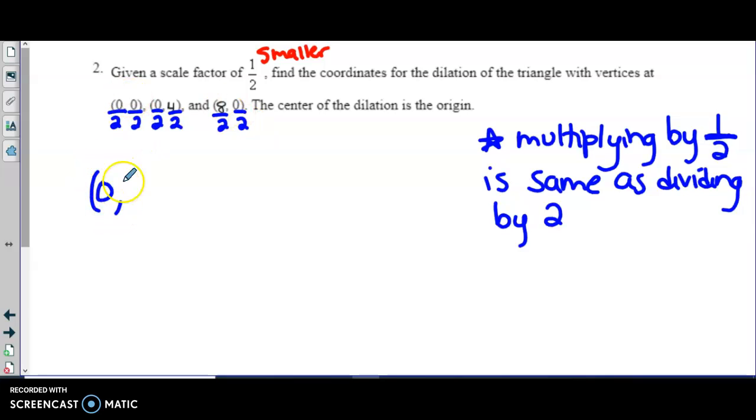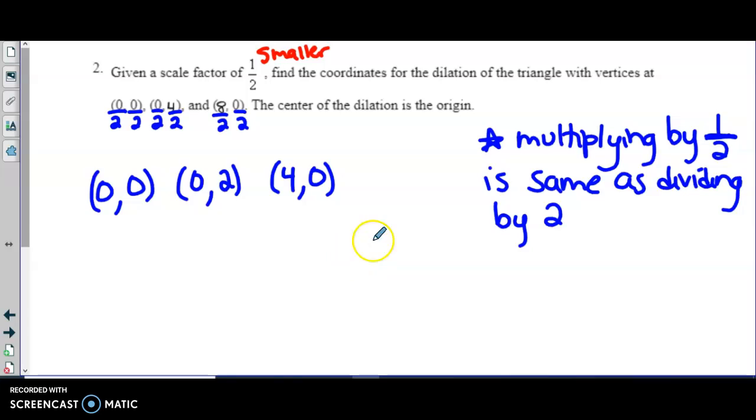0 divided by 2 is still 0. 0 divided by 2 is still 0. 4 divided by 2 is 2. 8 divided by 2 is 4, and 0 divided by 2 is still 0. These would be my new vertices, and it would be half the size of the original.